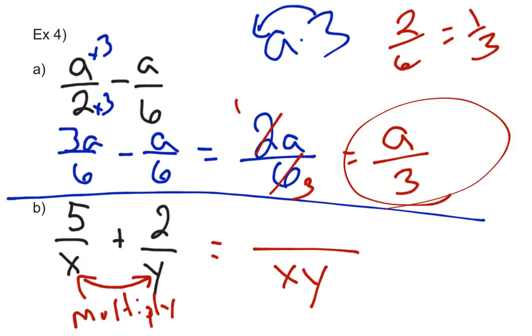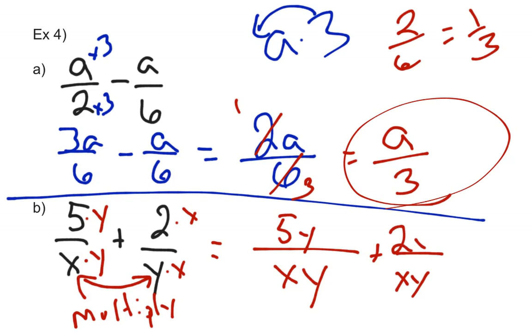That's what happens when you multiply them together. Okay, now think about it. What does the 5 over X, what does the X have to be multiplied by? Well, it has to be multiplied by y. So then I do the numerator, 5 times y, which is going to be 5y. And then with my second one here, again, the common denominator is xy. Well, this one has to be multiplied by an x to get x and y. So then the 2 times x, which gives me 2x.